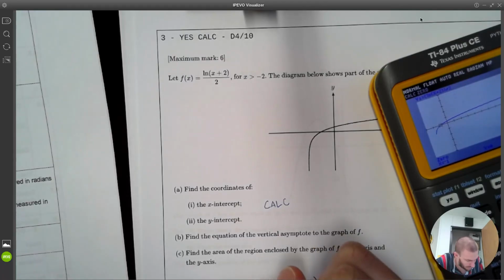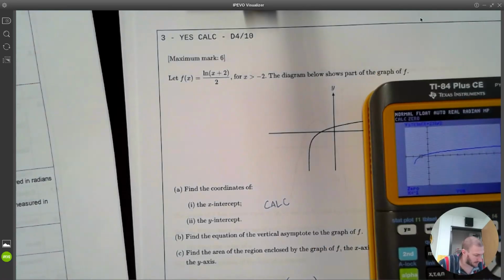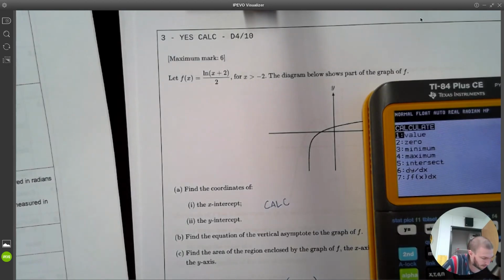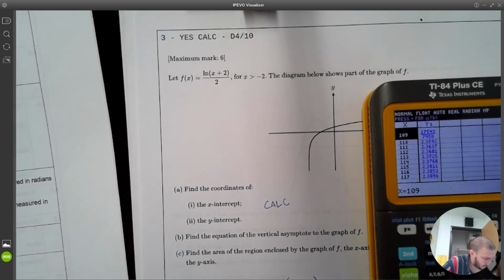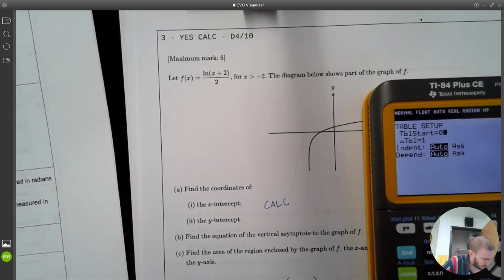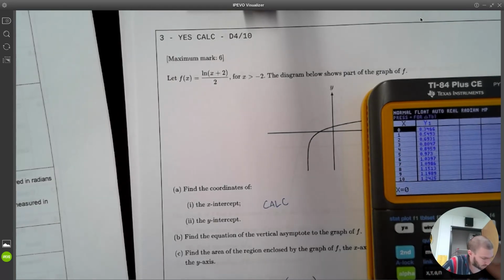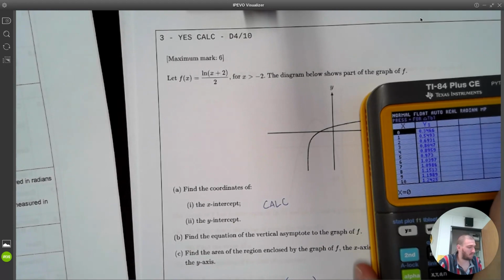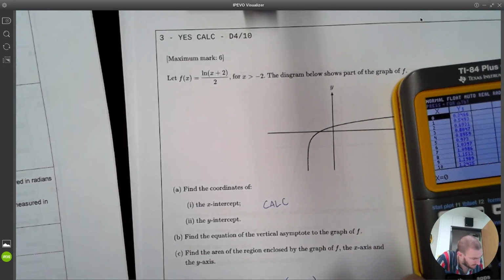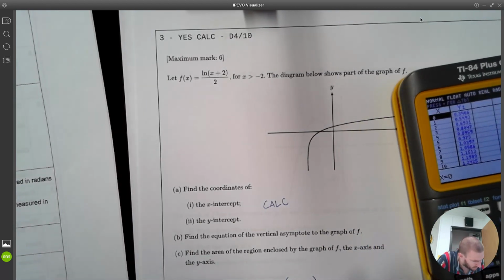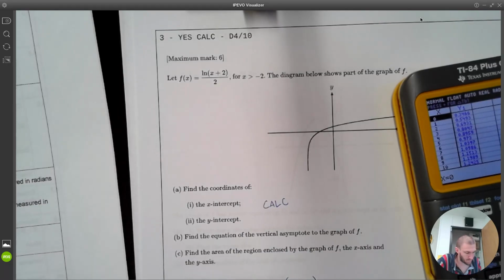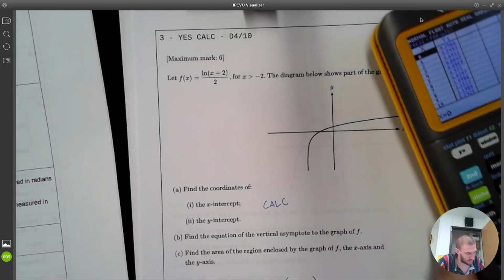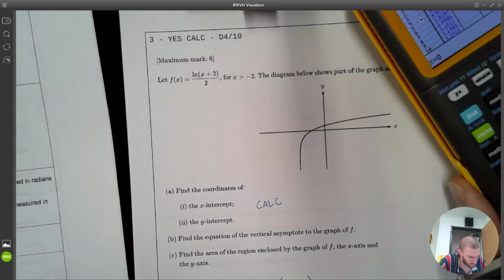And my y-intercept. Second, calculate. Now, my y-intercept is going to be where x is equal to 0. I can just go to the table for that. When my x is equal to 0, my y is equal to 0.347. Cool. I think that's 2 marks, and there's no possible way I got those wrong.